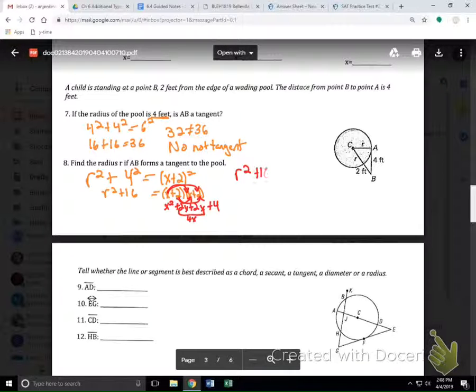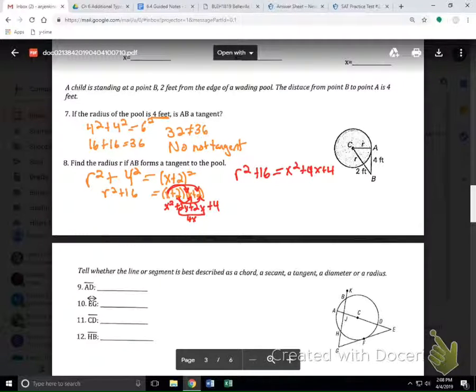Yes, ma'am? Because it's squared. Yep, because it's a binomial that's squared, so we have to make sure we distribute it. X squared, plus 2x plus 2x. Yep, it's x squared because x times x is x squared. X times 2 is 2x. 2 times x is 2x, and 2 times 2 is 4. I remember that from algebra last year. It makes me happy.